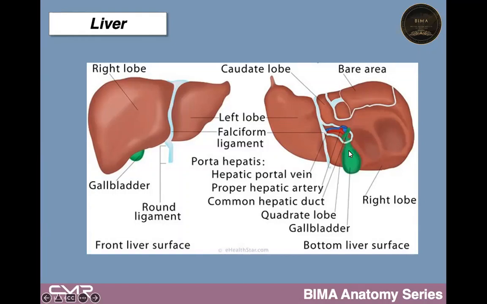This is the gallbladder. You've got the gallbladder fossa here as well, between or behind that, and you have the posterior aspect of the falciform ligament coming through here. You've got a caudate lobe, and then you've got the proper hepatic artery, the portal vein, and the hepatic duct as well.